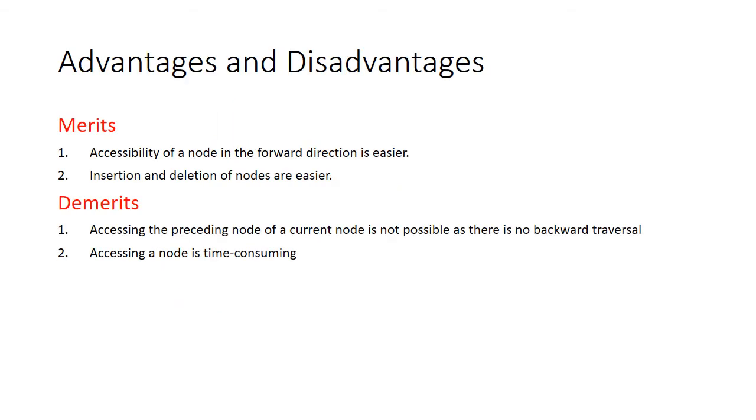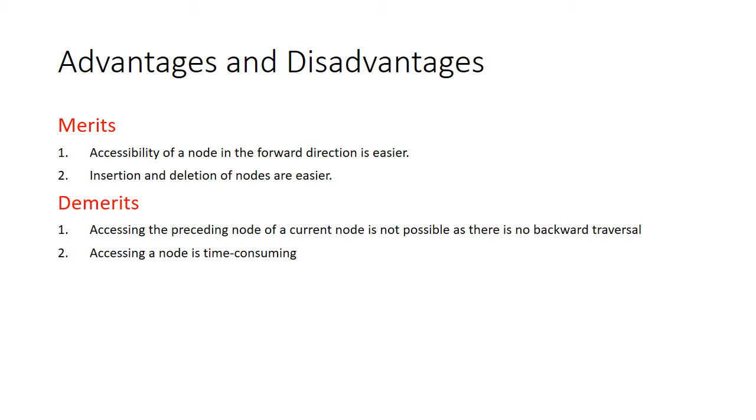Now let us figure out some of the advantages and disadvantages of a singly linked list. The first advantage of a singly linked list is that since we move in only the forward direction, accessing the nodes is very easy. Secondly, we can easily insert and delete an element at any specific position, from the front, from the end, or any specified position, so insertion and deletion operations are very easy in a singly linked list.